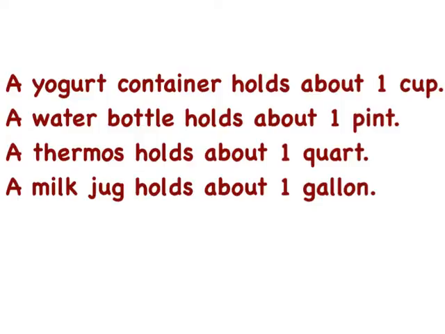Let's look at some commonly used items to get an idea of how much each unit of measurement is. A yogurt container holds about 1 cup. A water bottle holds about 1 pint. A thermos holds about a quart. And of course a milk jug holds about 1 gallon.